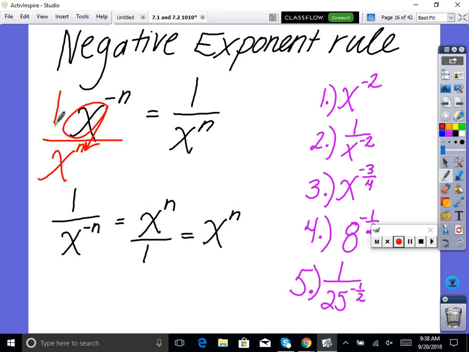Now looking at this one, 1 over x to the negative n, we would take our base and flip it over a fraction. So now we have x to the positive n on top. On bottom we have a 1. In this instance, dividing by 1 is just itself. So this one we wouldn't need to write divided by 1. Right here we would need it though.